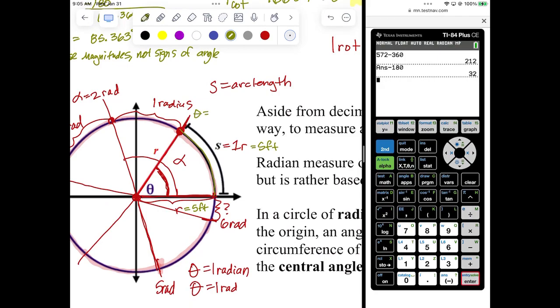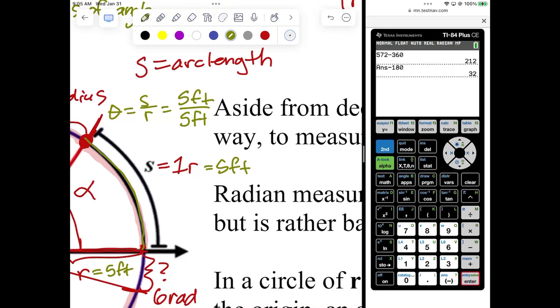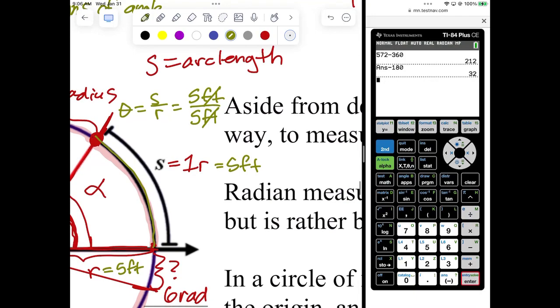Well, theta, remember, is S over R. If the arc length is 5 feet and the radius is 5 feet, what's 5 divided by 5? You get 1. Now, here's what I want you to realize. What happens to the units of feet? They divide out, don't they? So what would the resulting units be? 1 nothing. The measure of the radian is theta equals 1 nothing. Not even 1 radian. 1 nothing.